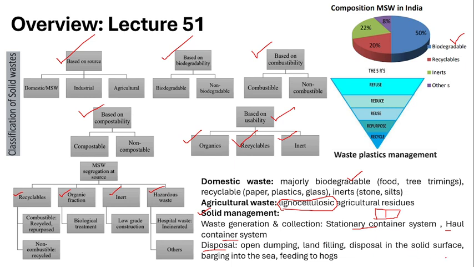And then disposal on the solid surface. So on the ground itself, we will be disposing. Barging into sea also happens. Many waste products are barged into the seas, which is affecting coastal life also. So only after particular treatment of the waste can these be allowed to be barged into the seas. And then coming to feeding to hogs, this is another method of solid waste disposal. In these categories, mostly they are recycled or repurposed.